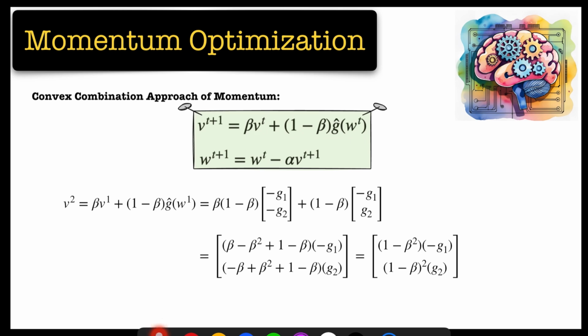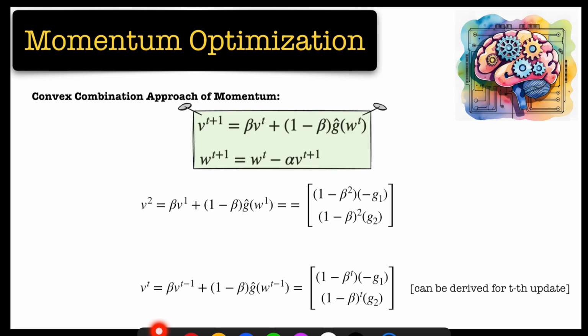So the beta and beta will cancel out, right? We get 1 minus beta square here times minus G1, and in the second row, 1 minus 2 beta plus beta square times G2, which is what? 1 minus beta whole square, right? So we get 1 minus beta whole square times G2. This is how we are getting the velocity V2 for the second iteration.